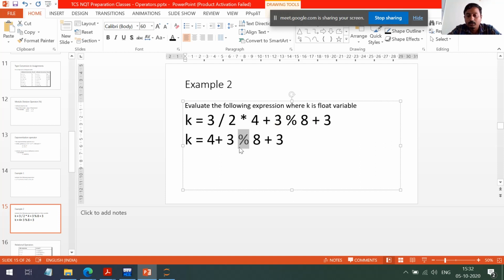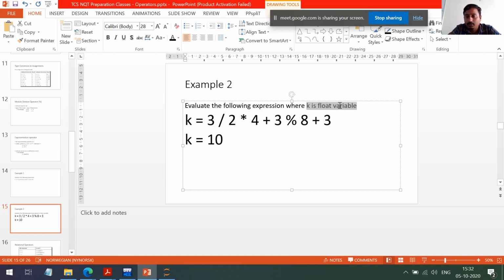What is the working of modular division? It gives you the remainder. So 3 divided by 8, the quotient will be 0, and the remainder is 3 only, so you will get 3 as a result. Then finally this addition will be performed, that is 7, and 7 plus 3 will be 10. So this is the result of this expression.